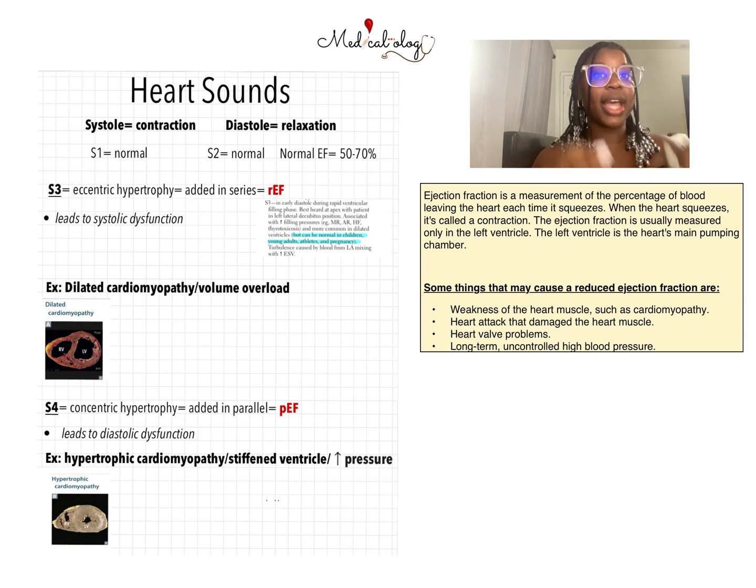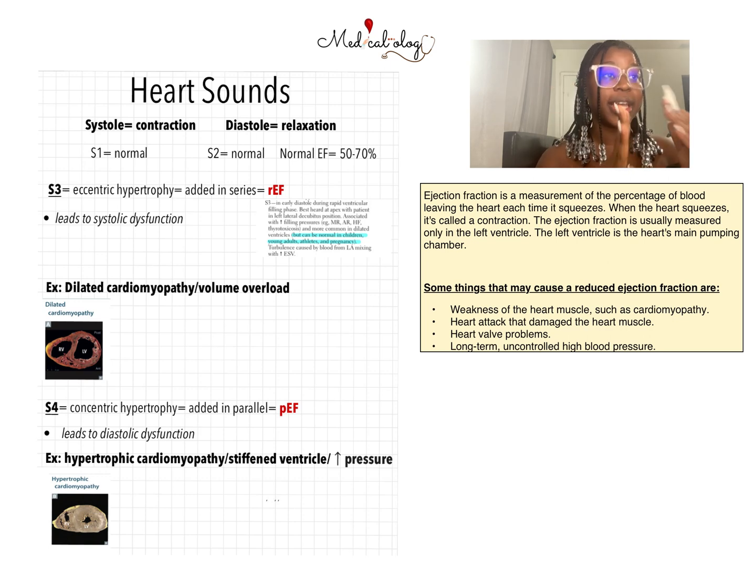Also, let's start with S3. S3 equals eccentric hypertrophy added in series, and it's a reduced ejection fraction. I want to highlight this key point. S3 can be normal in children, young adults, athletes, and pregnant.